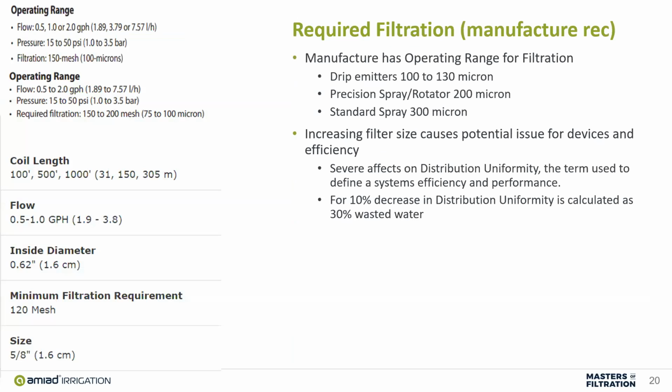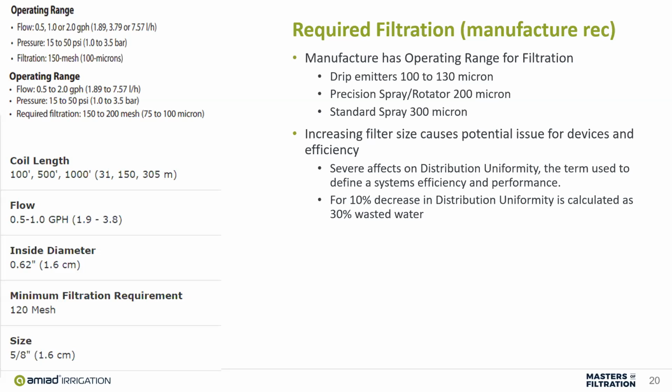So now back to our required filtration from our manufacturers. Every manufacturer has a filtration range required for their product. If you look over on the left, these are specifications in cut sheets on some particular products out there. If you look at the top one under operating range, your required filtration is 150 to 200 mesh or 75 to 100 micron. That's a pretty small filtration requirement for this product. If you go down one, this one only gives the minimum filtration requirement in mesh. That's why I wanted to show you the chart from before, because 120 mesh is about 130 micron.